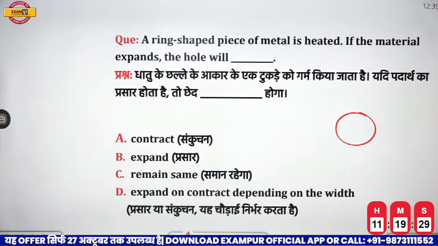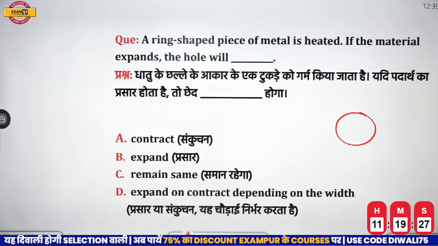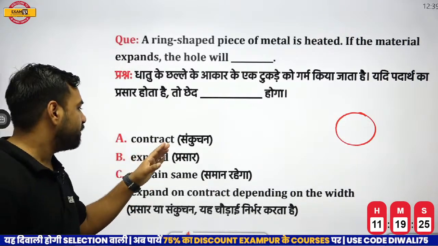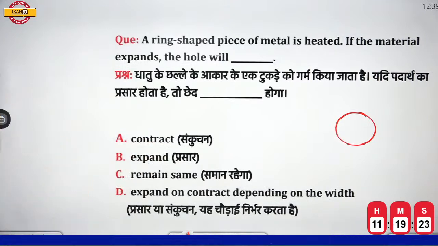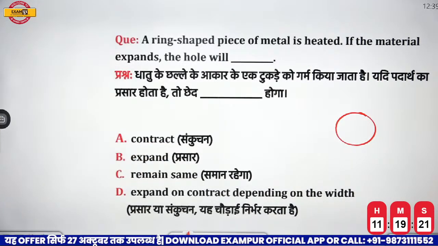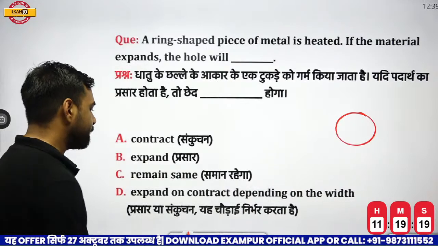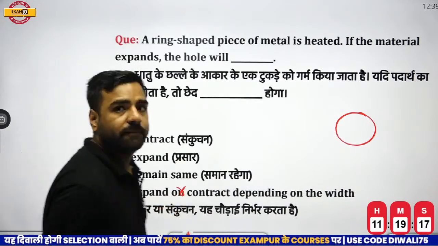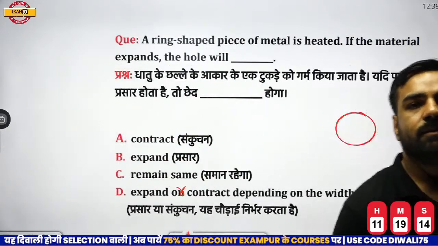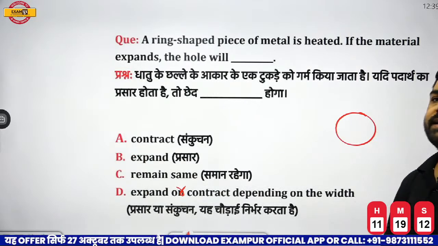A ring-shaped piece of metal is heated. If the material expands, the hole will dash. Will it contract? Will it expand? Will it remain the same? Will it expand or contract depending on the width? What is the correct answer? Yes, answer please.